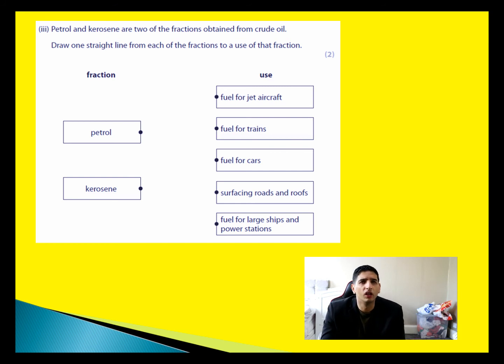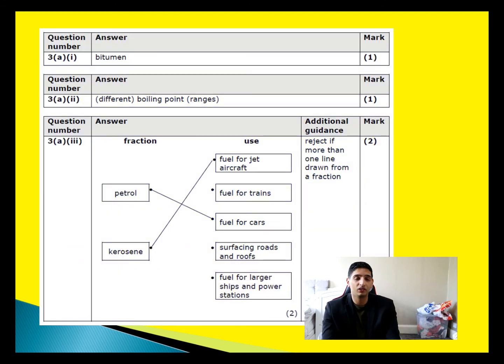Now look at this question, have a go at this. Draw a line from the correct label to the correct use. So what's petrol used for? What is kerosene used for? Have a go. So I told you this is why fractional distillation is so important. Petrol is used for cars, kerosene for fuel for jet aircraft, stuff like that. So it's very important to understand fractional distillation and crude oil.